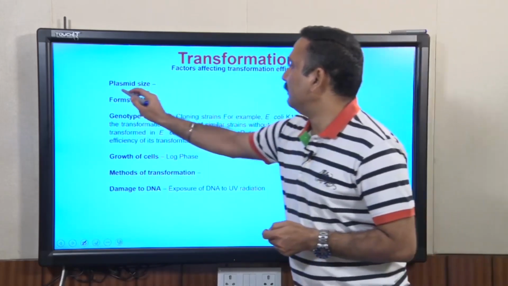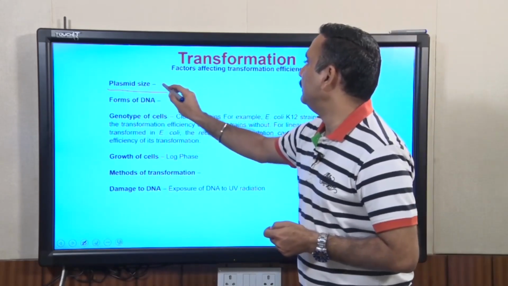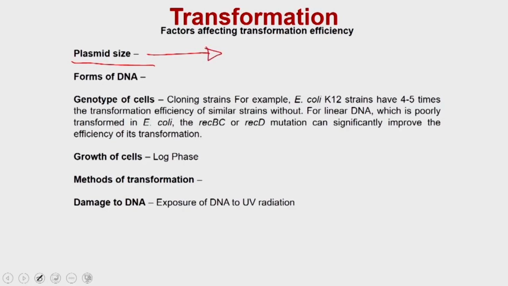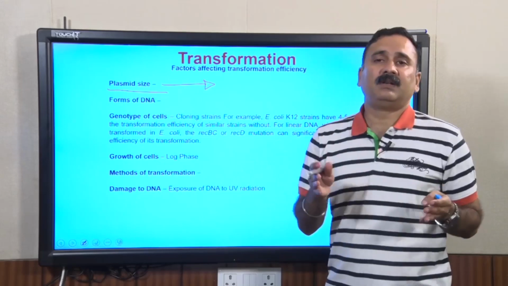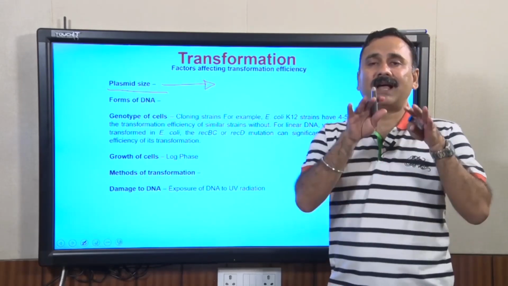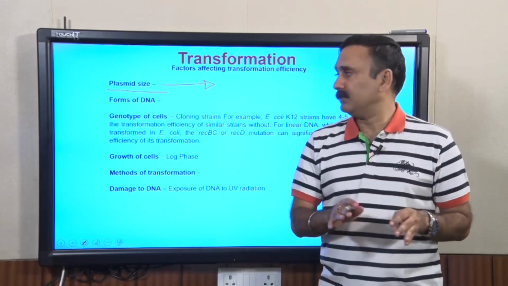One of the crucial points is the size of the plasmid. As the size of the plasmid goes up, the transformation efficiency goes down. Up to a certain size the transformation efficiency is unaffected, but if you take a plasmid of 10 kb or even more than that, then the transformation efficiency will drastically go down.